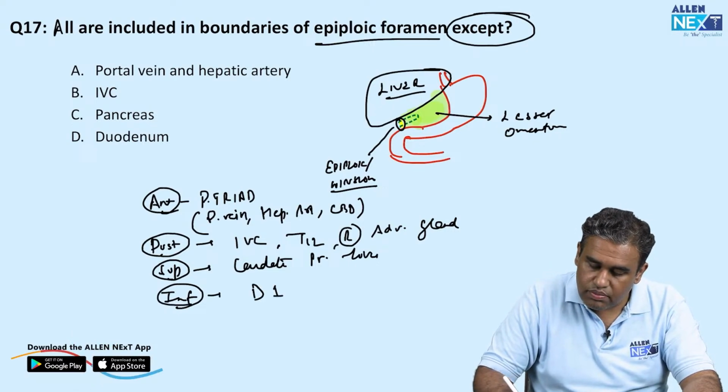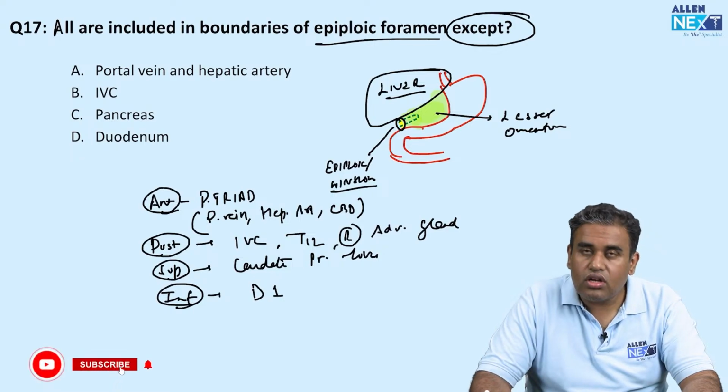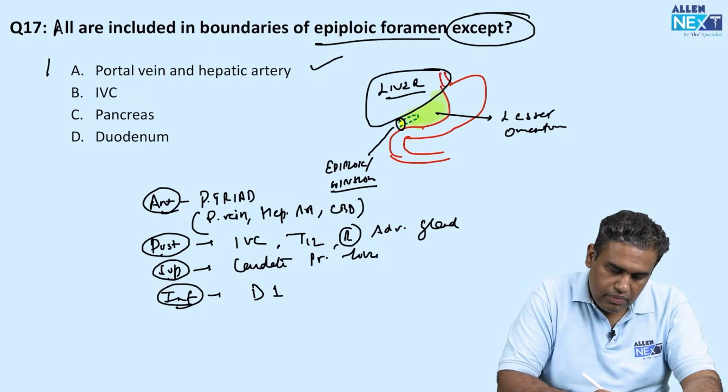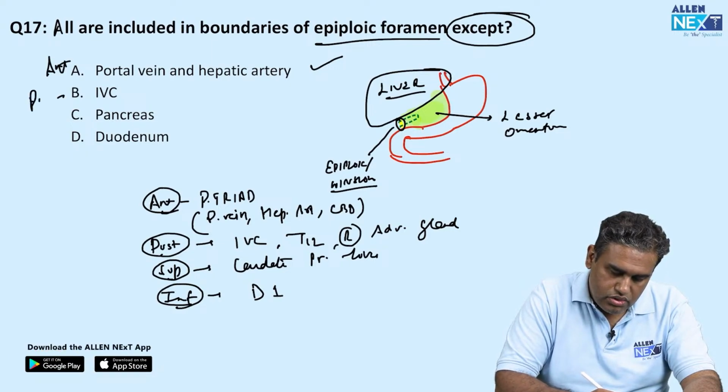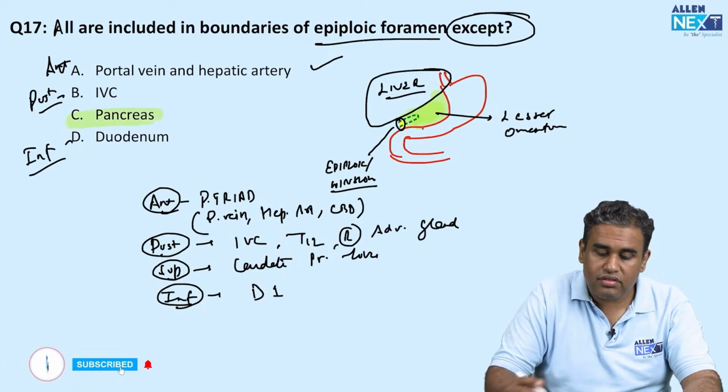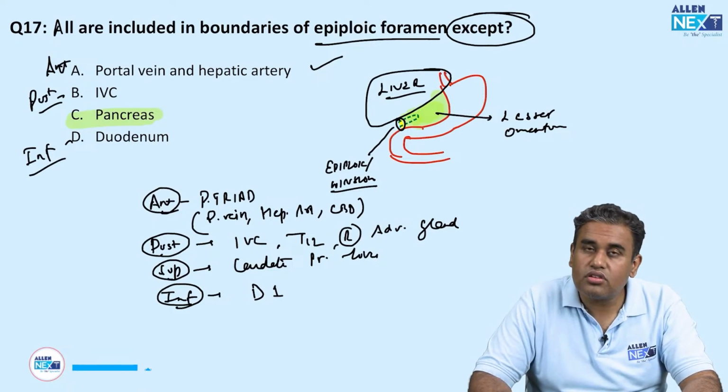So they are asking you what is not present in the boundary of the epiploic foramen. Portal vein and hepatic artery, yes, they are present anteriorly. IVC is present posteriorly. Pancreas, no. Duodenum, yes, inferiorly. So obviously the answer here becomes option C, pancreas. This will be the answer over here.